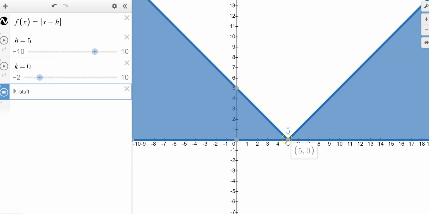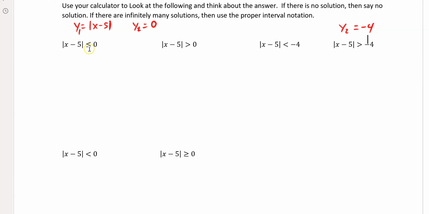And then positive and positive. So we have two situations going on. It's when does it equal 0, and when is it positive? Those are the two situations you have to look at when you do these. So this is all of them. We have greater than or equal to 0. We have greater than 0. We have less than 0, and we have less than or equal to 0. Then we also have negative and positive.